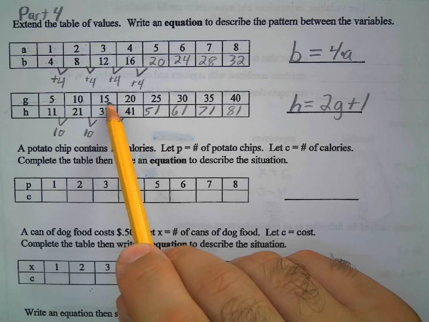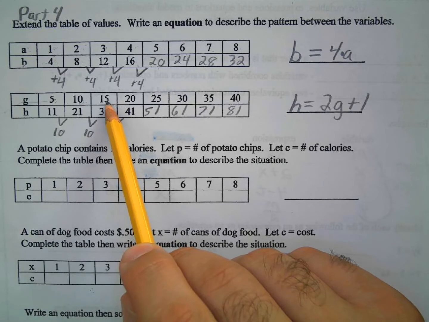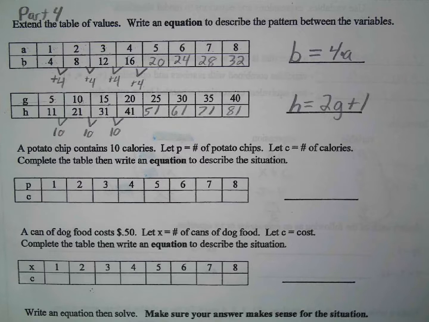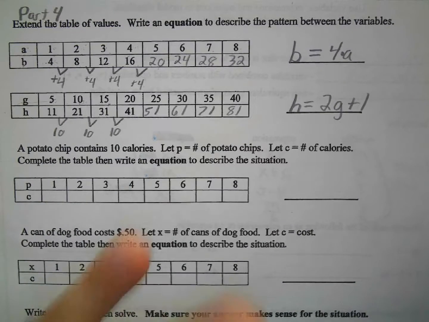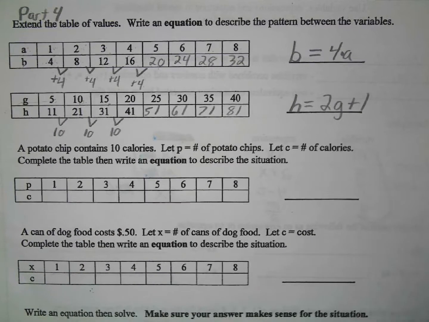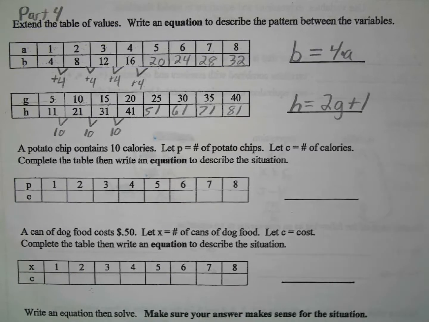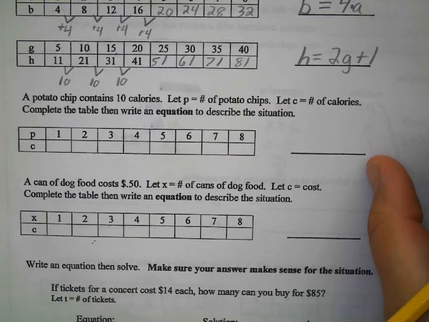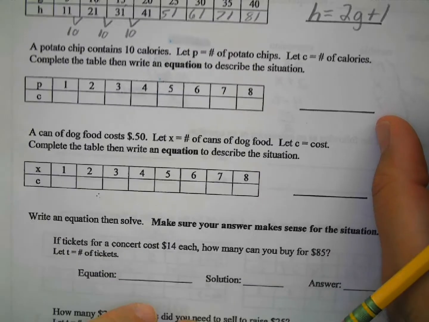Double 15, I get 30. And add 1, there's my 31. All right? This is the hardest part. I'm just doing this with you so you can see how we can write equations. This is like your first exposure to this. So if you don't got it yet, that's okay. Just kind of be with me on this. All right? Let's look at some more examples.